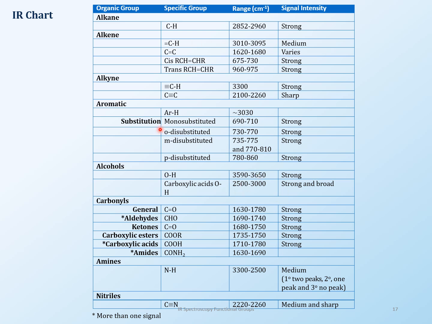So all the other ones I've tried to give you as much as possible. And the ones that I have starred over here, those stars mean that you're looking for more than one signal. Here I focused only on the carbonyl, but otherwise aldehydes, carboxylic acids, and amides may give you more than one signal. So you watch out for that as well.